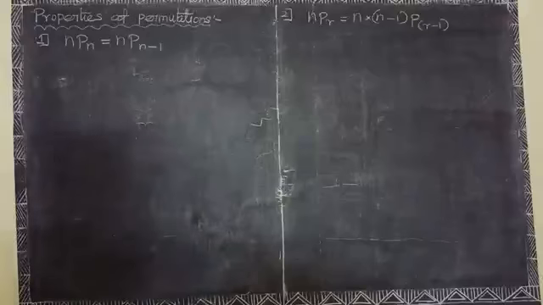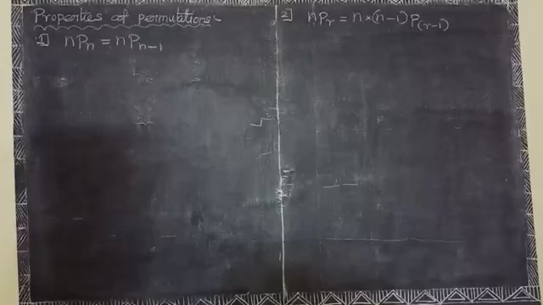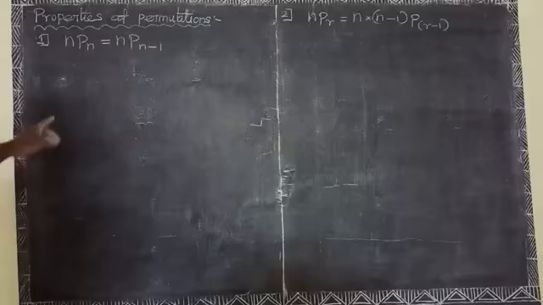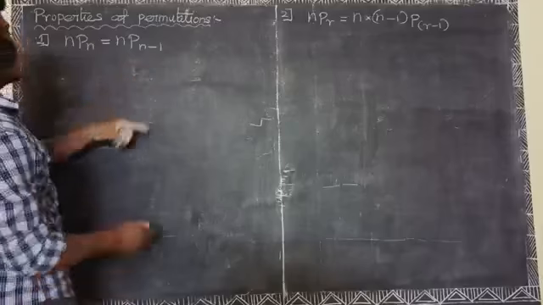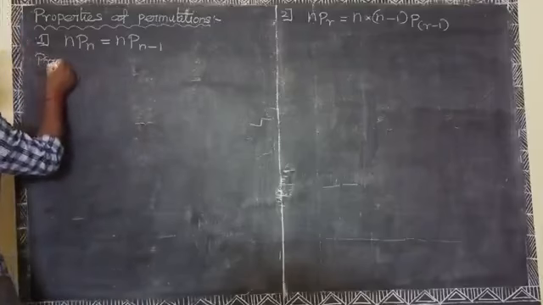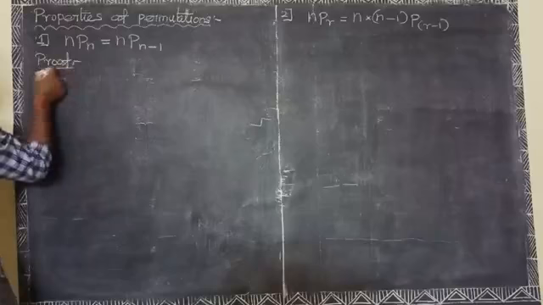Hi students, next, properties of permutations. Property number 1: nPn is equal to nP(n-1). Okay, proof. We take LHS.